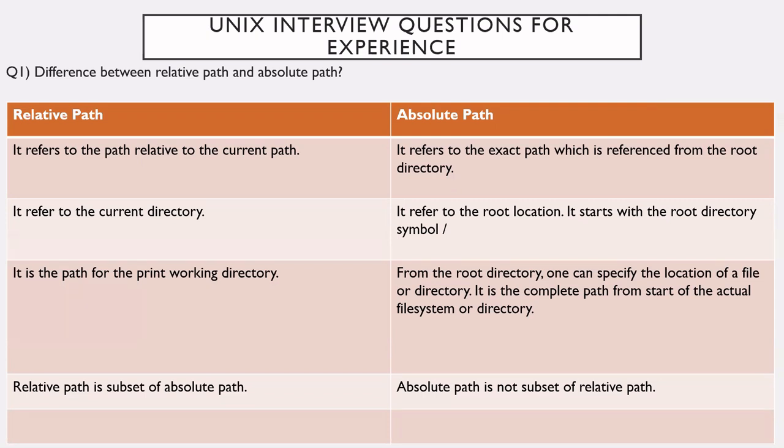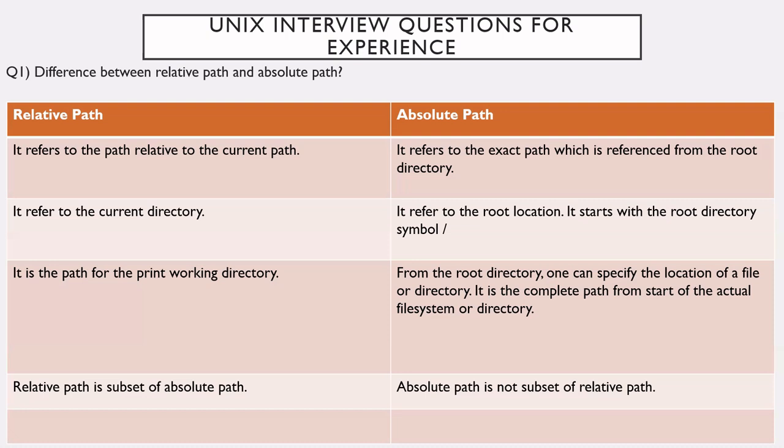The difference between the relative path and the absolute path. Relative path refers to a path relative to the current path. Absolute path refers to the exact path which is referenced from the root directory. Second, relative path refers to the current directory. Absolute path refers to the root location. It starts with the root directory symbol.